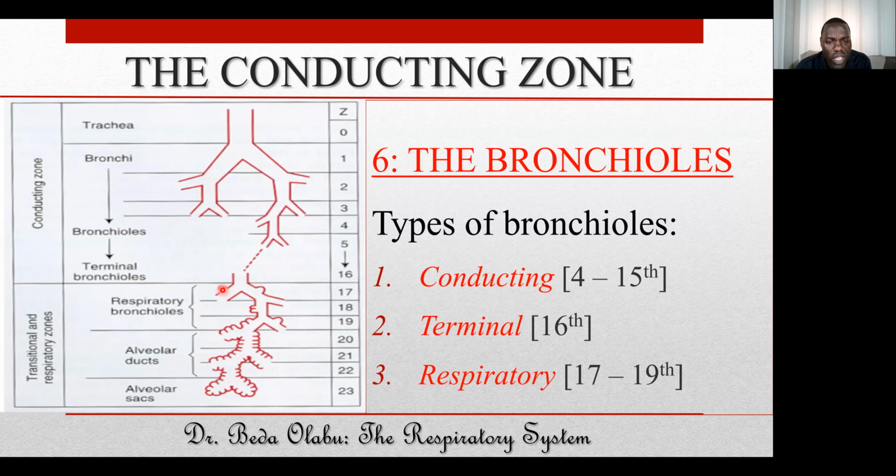They contain alveoli along their wall, so they can participate in gas exchange. That's why we don't consider them part of the conducting zone, in as much as they're bronchioles. They extend from the 17th to the 19th generation of airway division. So these are the different types of bronchioles. All right, so that summarizes the story of the conducting zone.